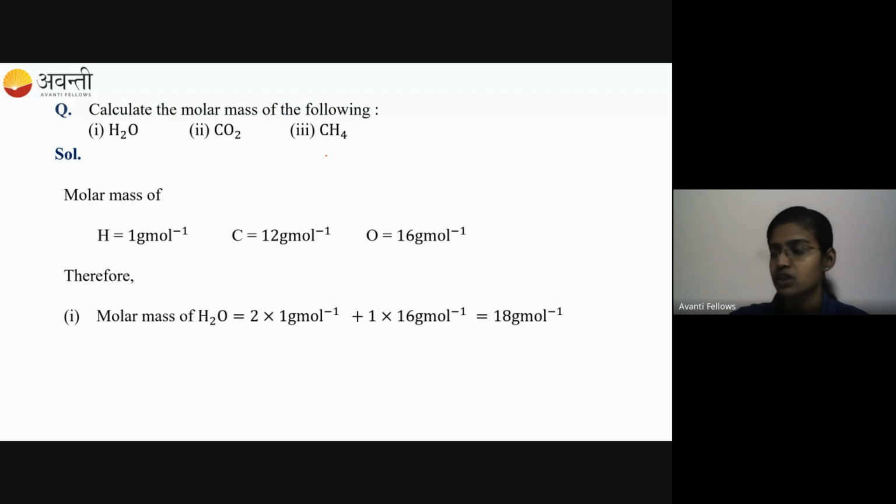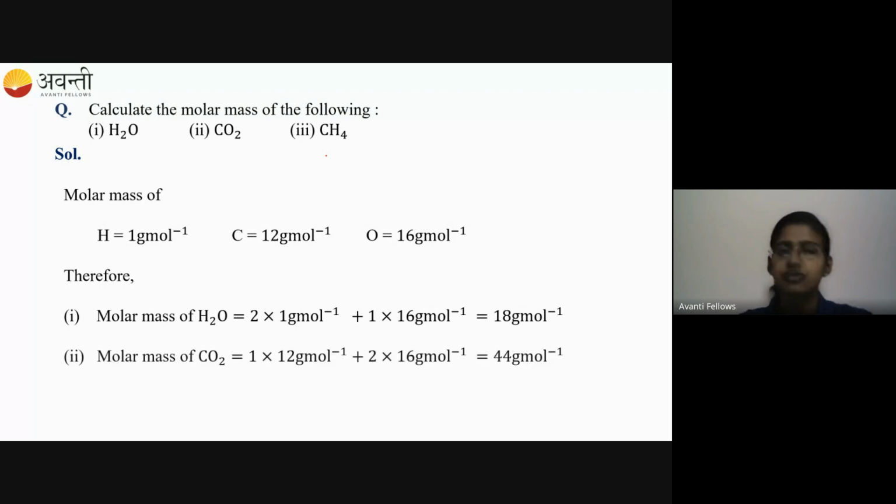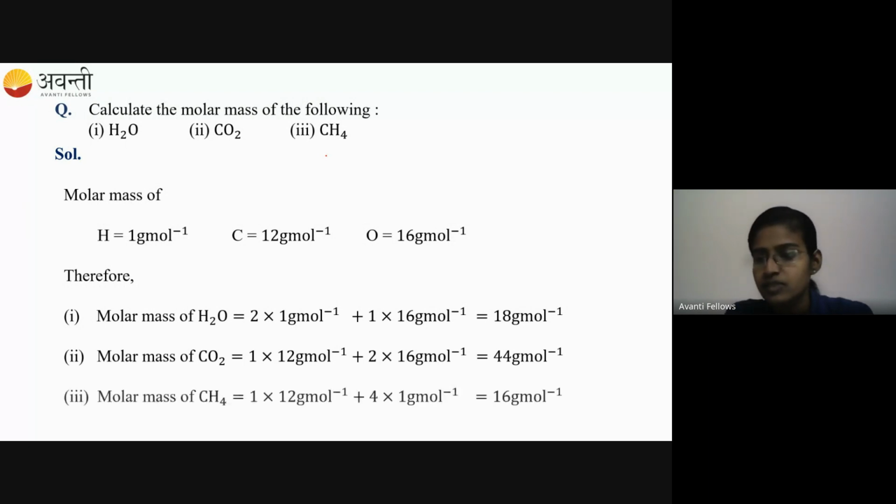Very good. It is 44. So 1 into 12 plus 2 into 16, 44. What about CH4? Very good. It is 16. 1 into 12 plus 4 into 1, 16. So this is how we are calculating the molar mass. Good, good, Hashira. Good. All of you are doing good. Now I will give one more question for you.